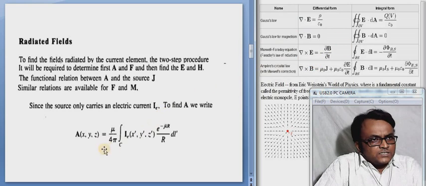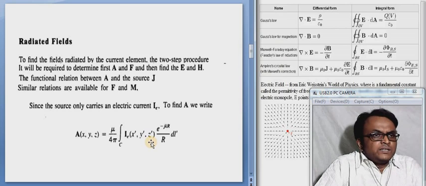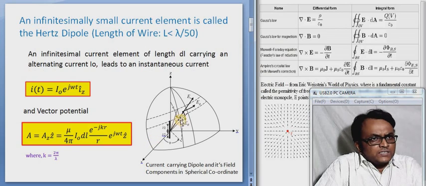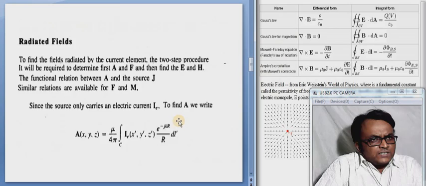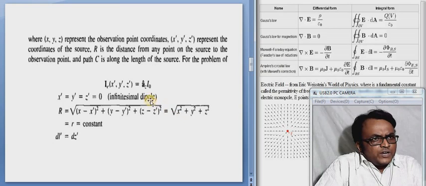The magnetic vector potential A, a function of x, y, z, is equal to mu by 4 pi times a closed integral of the current, where x dash, y dash, z dash is the change in coordinates, giving the position of r in the spherical coordinate system. If we have x, y, z and x dash, y dash, z dash, therefore we can find out the positions in that way.